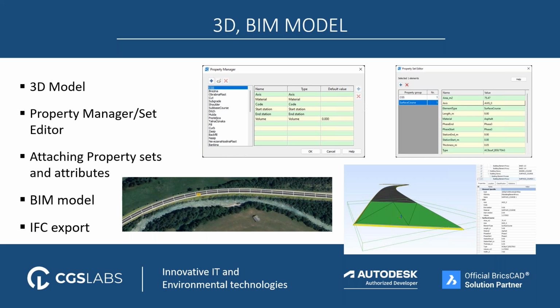Now the next step is we can use this 3D model that we have and make it a BIM model. So we need some information on these solids. For that, we have some tools in our CGS software, like this property manager and property set editor. Here we can define all the property set tables and attributes, and then attach them to our 3D solids. We also have an option to export to IFC and open it in some other viewer or other software.